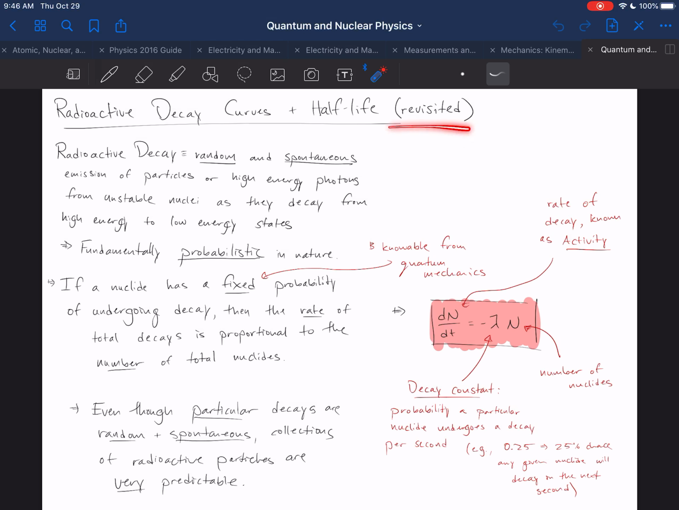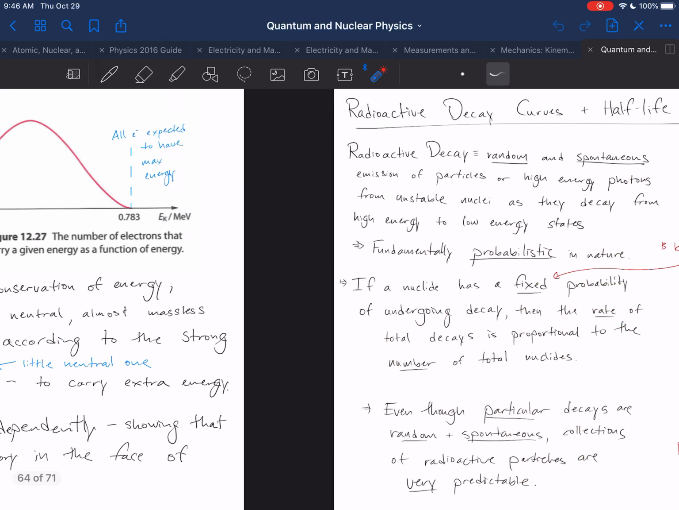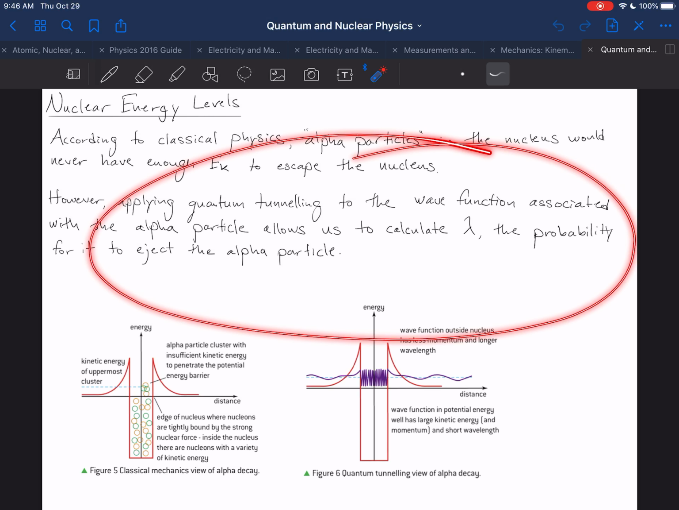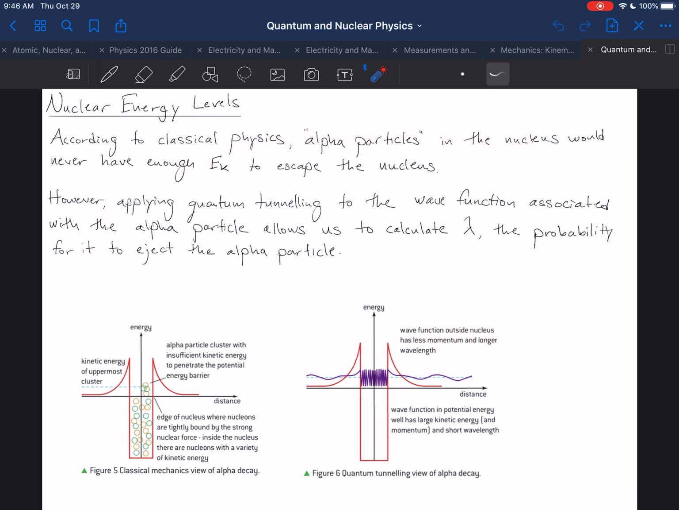And some of this, you'll probably be best served simply by revisiting topic 7 and the relevant videos. But one of the things we now have the ability to do, as mentioned previously, is connect what we have said about the wave function to the calculation of lambda, the probability for it to eject a particular particle, for alpha decay, or really undergo a decay at all.